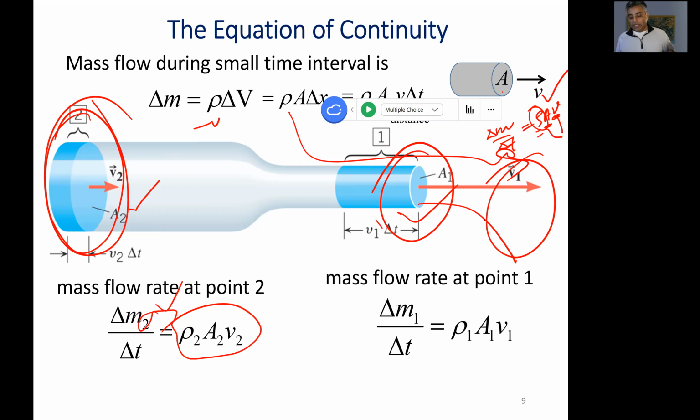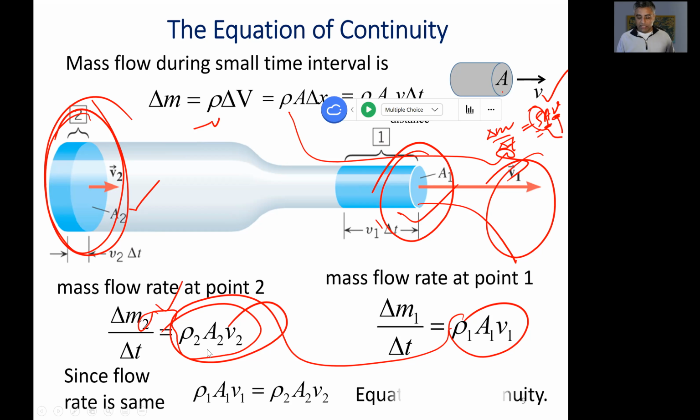Now, flow rate is the same, because what goes in has to come out unless there is a source or sink. We are just talking about fluid flowing in a section of pipe, okay? So that means this and that must be the same. Flow rate the same means they must be the same. This equation is called the equation of continuity. So this is like the kinematics of fluid flow, okay?